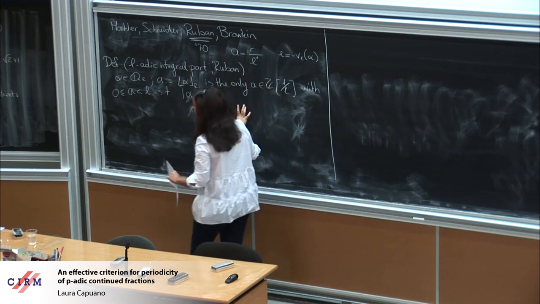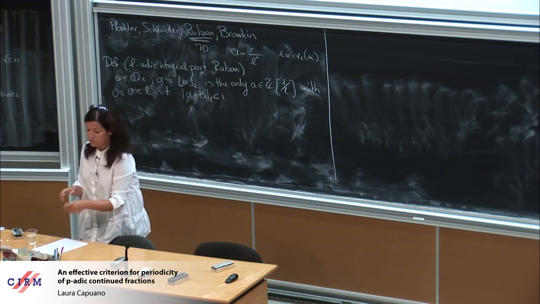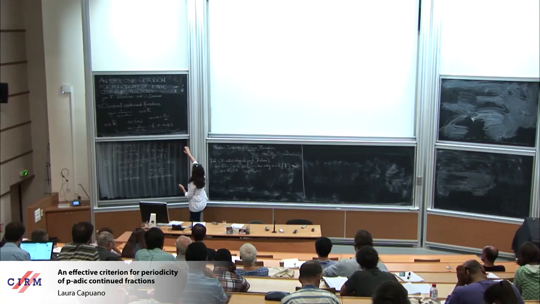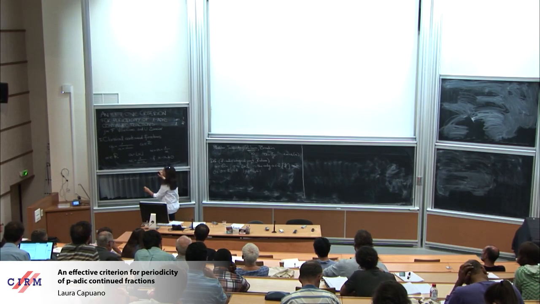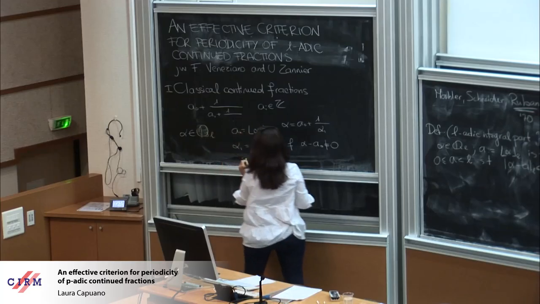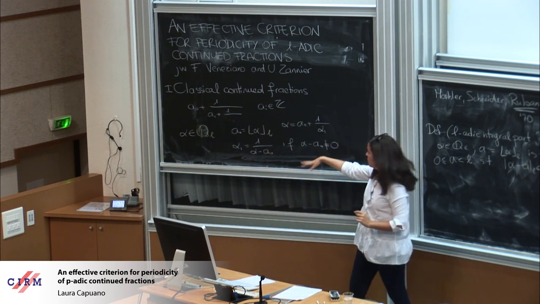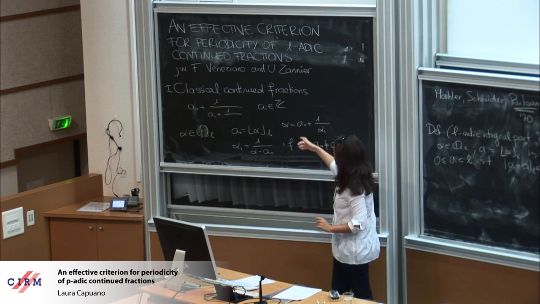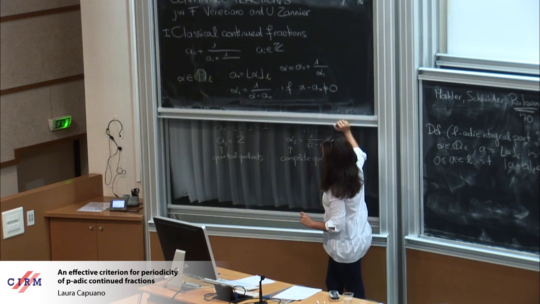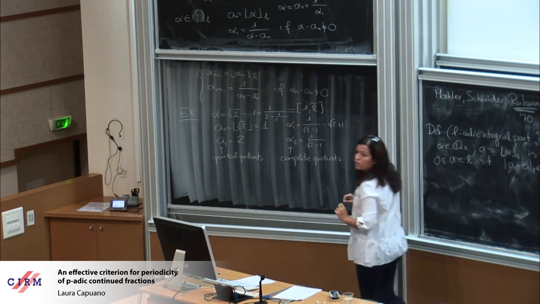Okay, so with this definition, I can perform the same algorithm, and so instead of taking alpha in R, I will take alpha in Q_L, and then just plug in the L-adic integral part. Okay, so I take a_0 the L-adic integral part, and then alpha_1 as this, and again here I take the L-adic integral part.